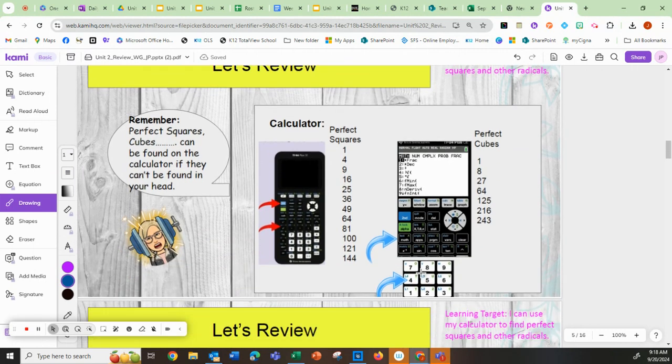It says remember perfect squares and cubes. Perfect squares and cubes can be found on your calculator. 1 squared is 1, 2 squared is 4, 3 squared is 9, 4 squared is 16, and so forth. If you do 1 cubed, you get 1, 2 cubed is 8, 3 cubed is 27, 4 cubed is 64, and so on. These are snips of a TI-84. If you do not have a TI-84, you can use any type of scientific calculator.